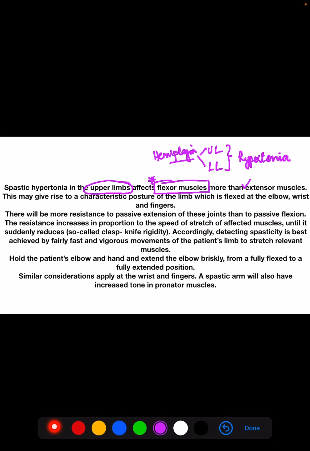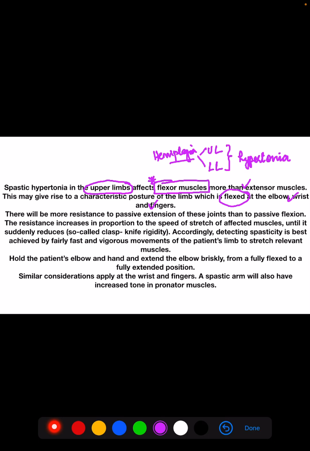What posture of the limb will they have? Because of this increased tone in the flexor muscles in the upper limb, there will be flexion at the elbow, and flexion at the wrist, okay, and the fingers also will be flexed, okay. So because of the increased flexor tone in hemiplegia, in a case of corticospinal tract involvement, there will be a characteristic posture of the limb.